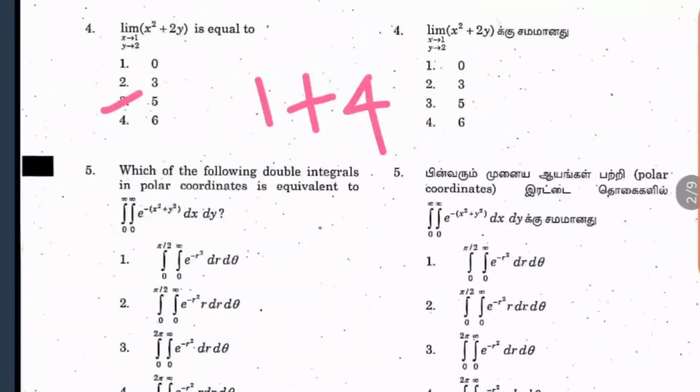Then question 5: which of the following double integrals in polar coordinates is equal to the integral from 0 to infinity and 0 to infinity of e to the power minus (x squared plus y squared) dx dy? Okay, so now we are going to solve this.